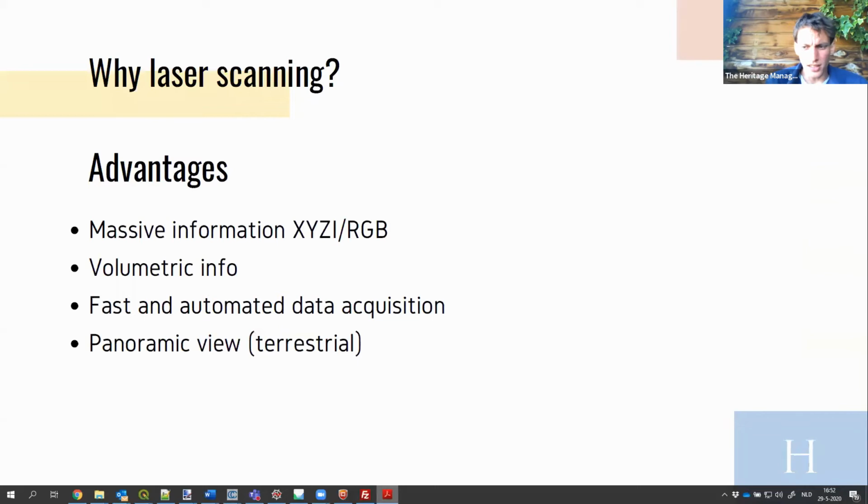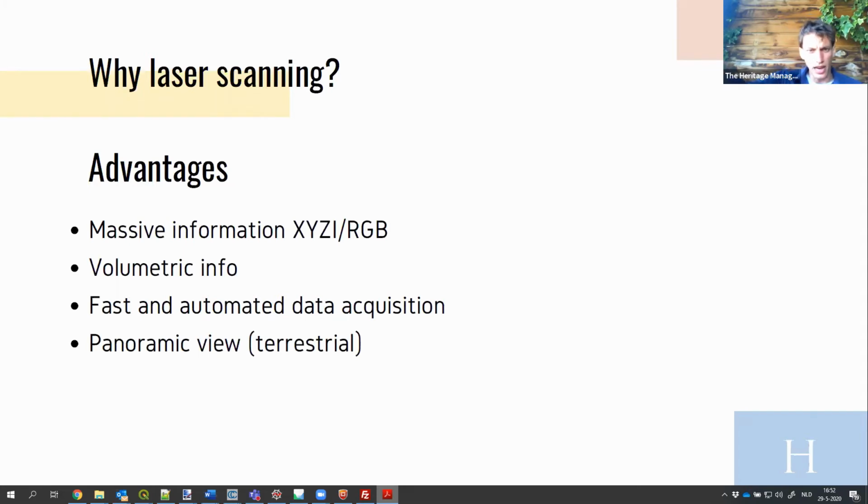So the biggest advantage of laser scanning is that we can obtain a massive amount of data in terms of geometry. So we have our X, Y, Z coordinates, possibly accompanied with an intensity value or an RGB value. From these point clouds, we can easily extract volumetric information. So there's a frequent application when you're working on deformation measurements, for example.